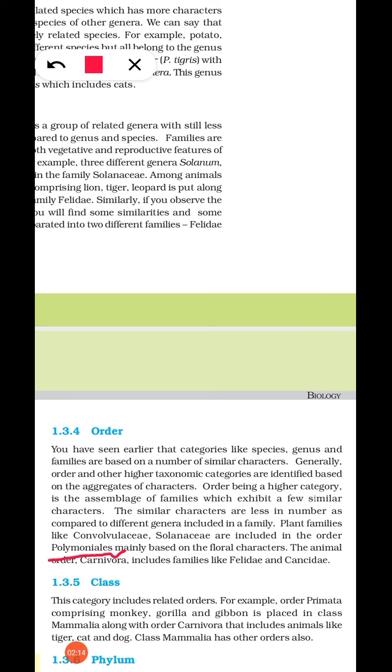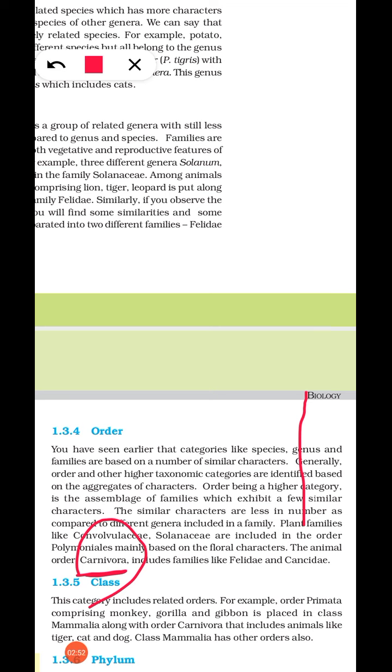all that. When you study, you can find certain features that are common only in this particular order, that is Polemoniales. Understood? And in the case of animals, if you take the example, order Carnivora is an order, and this contains families like Felidae and Canidae. Do you remember in the last video we studied about Felidae and Canidae? These two are included under a particular order known as Carnivora.